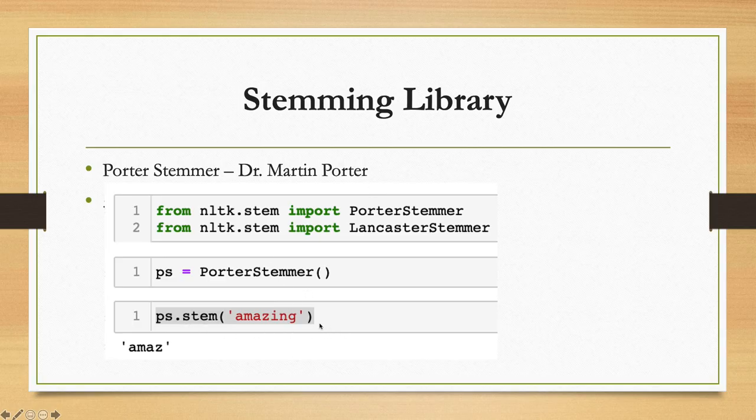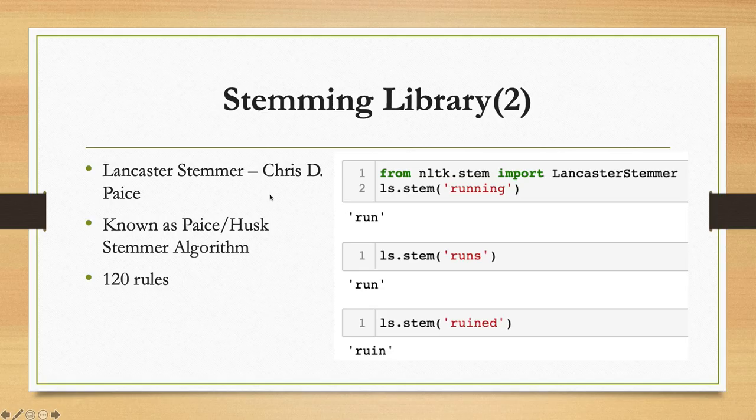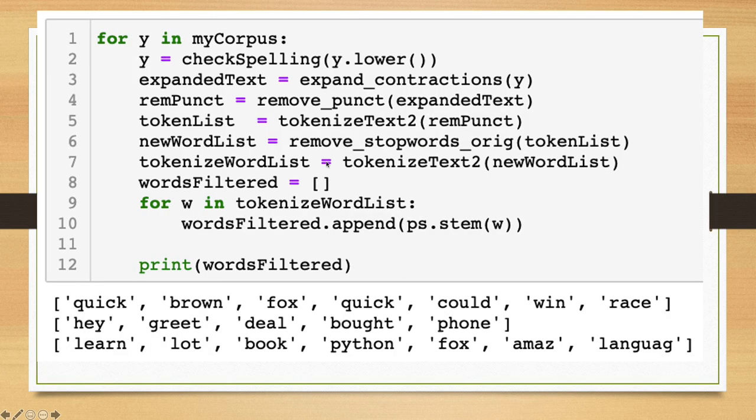So here is an example of stemming. You have the word amazing when you try to identify the words. I don't know what happens here with the algorithm. The second library is the Lancaster Stemmer by Chris Paice, and there are 120 rules. So what happened with Lancaster Stemmer? When we say running, it returns run; runs returns the word run; and ruined returns the word ruin.